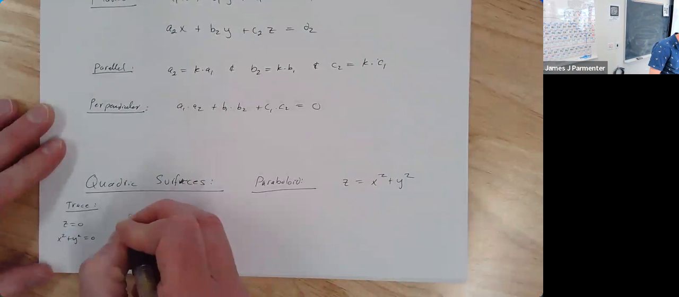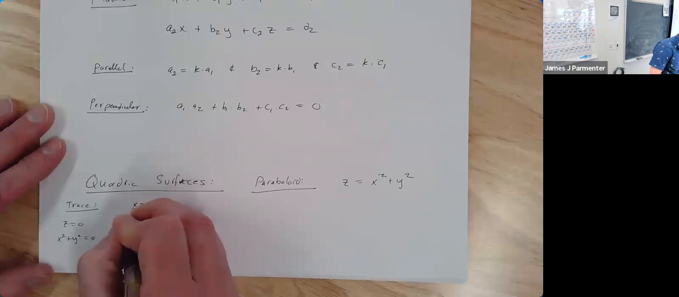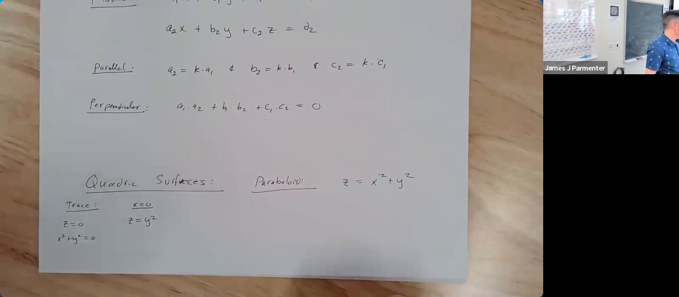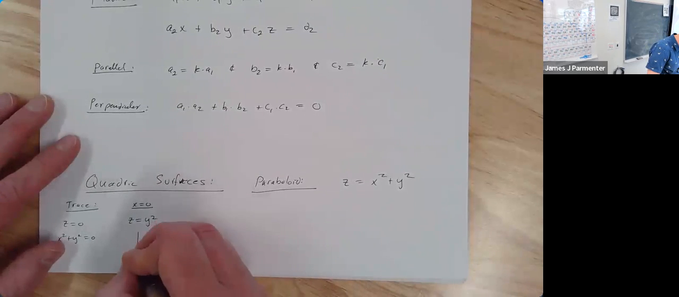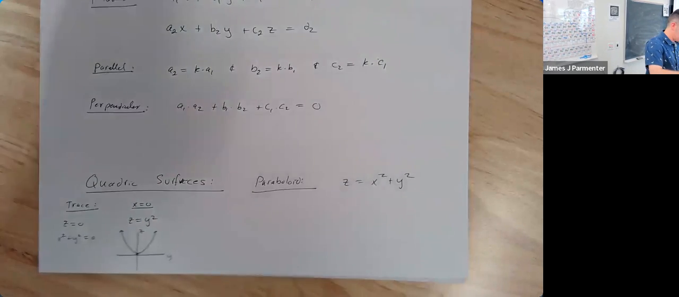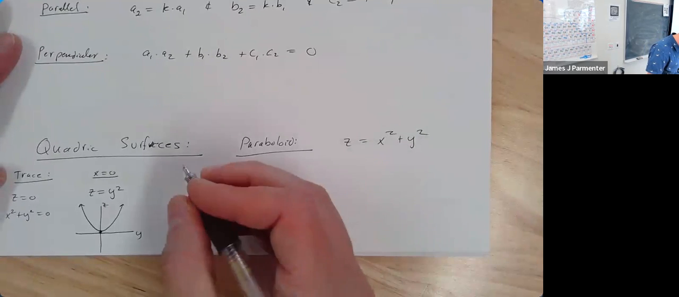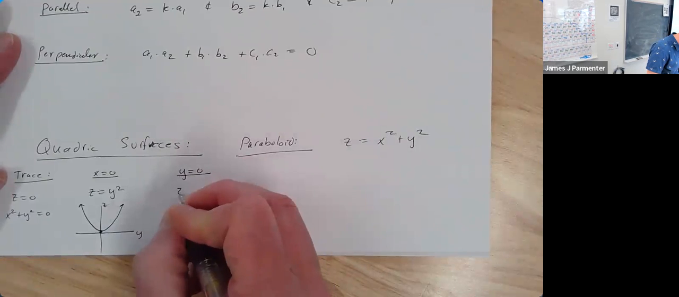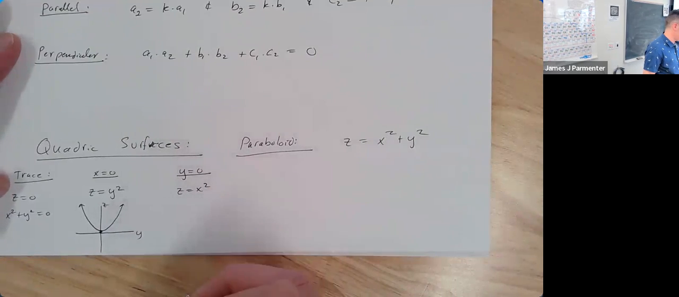If we look at the trace in the YZ plane where x equals 0, well, then I'm going to get z equal to y squared, which just looks like your normal upward opening parabola. There's my trace. Oops, except it should hit the origin in the YZ plane. In a similar way, if I look at the trace in the XZ plane where y equals 0, I get z equal to x squared. It looks virtually the same.